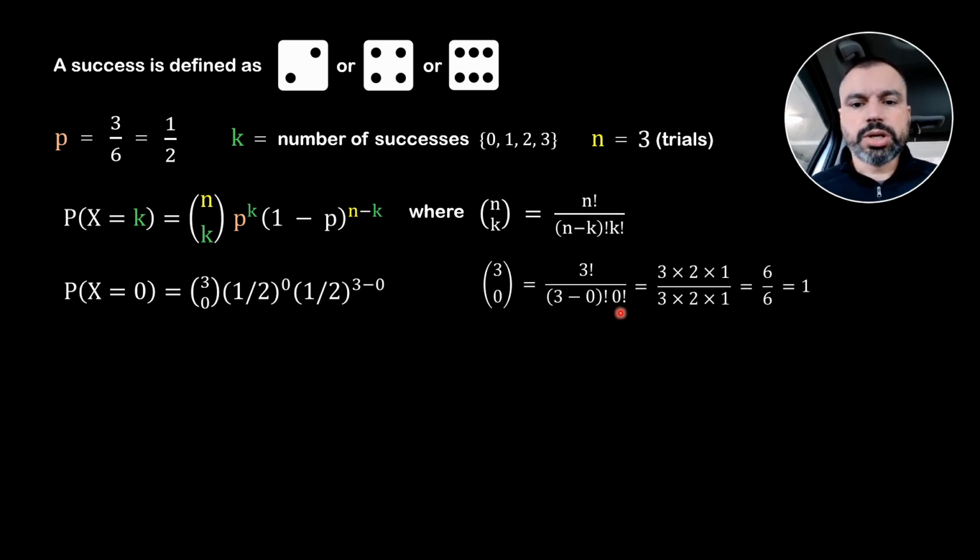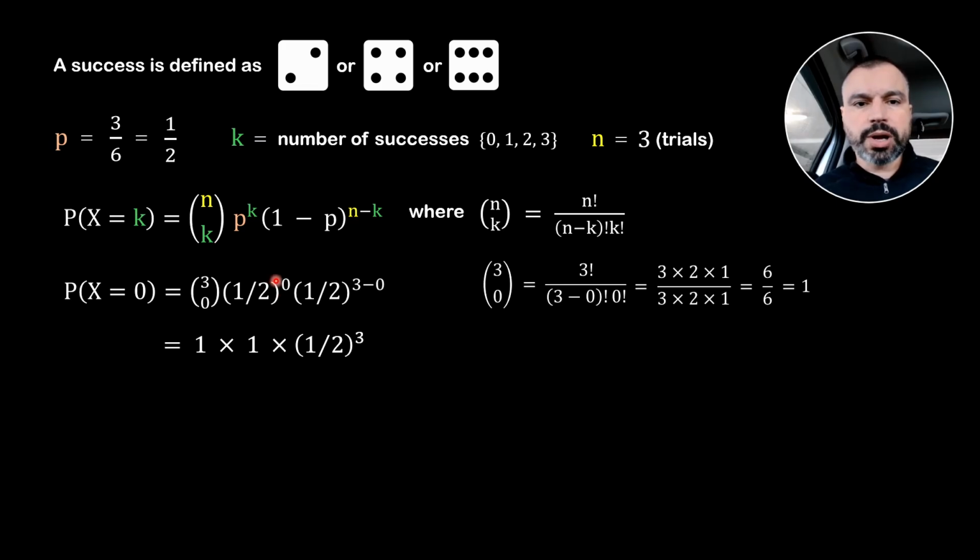It sounds odd that 0 factorial is equal to 1, but if you want the proof, just check it out on the internet. And the whole thing, so 3 choose 0, is equal to 1, because 6 divided by 6 is equal to 1. So let's keep going. This whole thing is equal to 1 times 0.5 raised to the power of 0 times 0.5 raised to the power of 3. We just saw that 3 choose 0 is equal to 1.